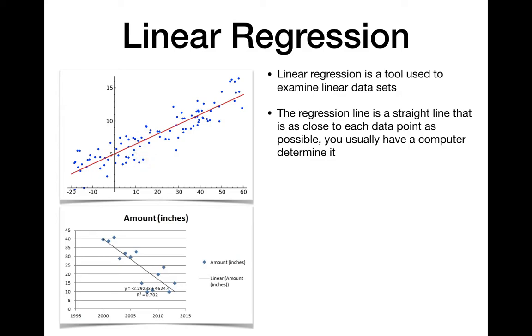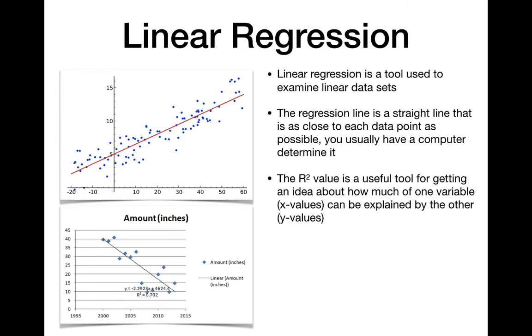The easiest way to do this is almost any computer software. You make a scatter plot, put a line of best fit, choose linear regression, and it'll do it for you. The really useful part of this is we then click R-squared value. So here's the R-squared value for this data set, 0.702.